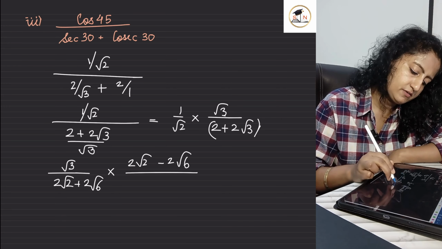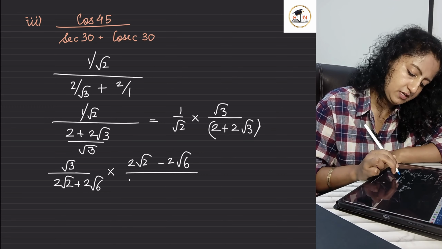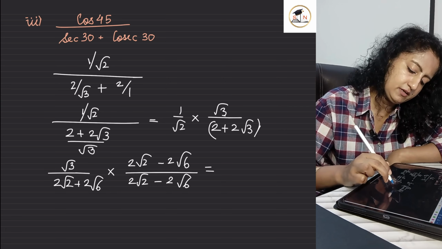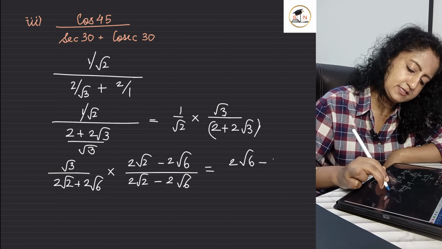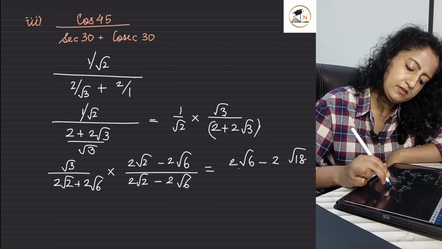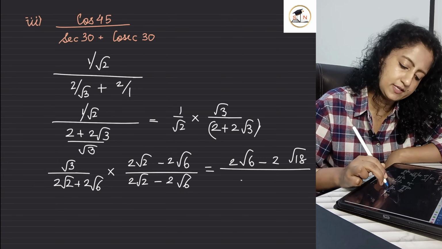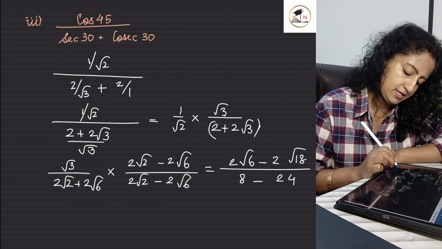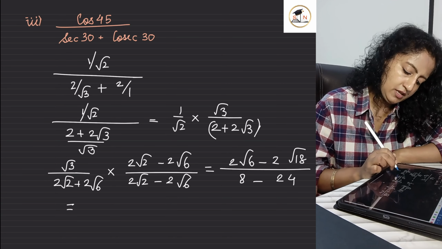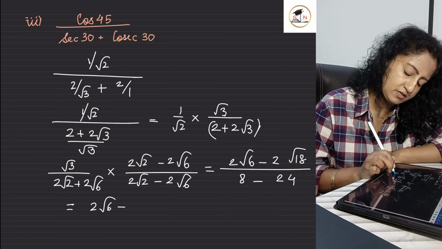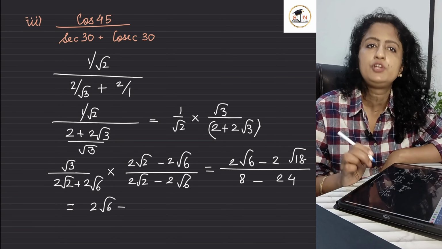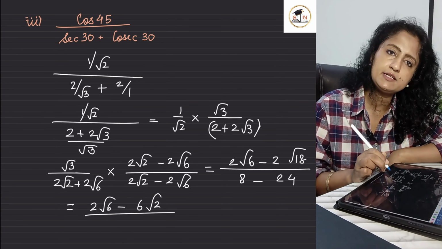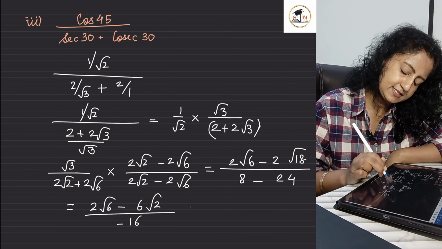Right? So what we have over here now, 2√2 minus 2√6. It is giving me 2√6 minus 2√18 over 2√2 ka square, that is 8. 2√6 ka square, that is 24. Okay, so what are we having? Numerator mein 2√6, 18 kya hota hai? 18 is 3√2. So it gives me 6√2 over 8 minus 24 is minus 16.